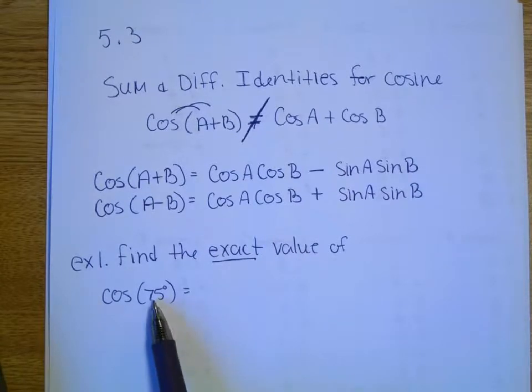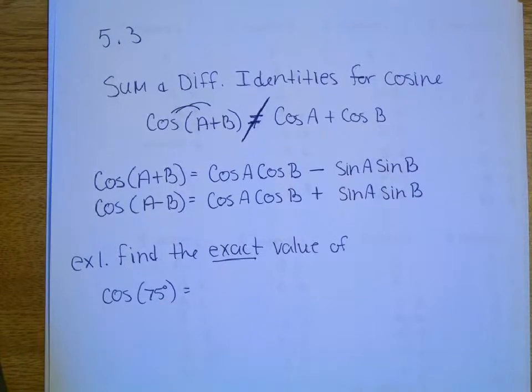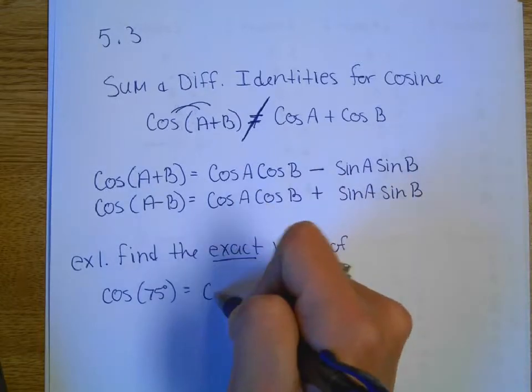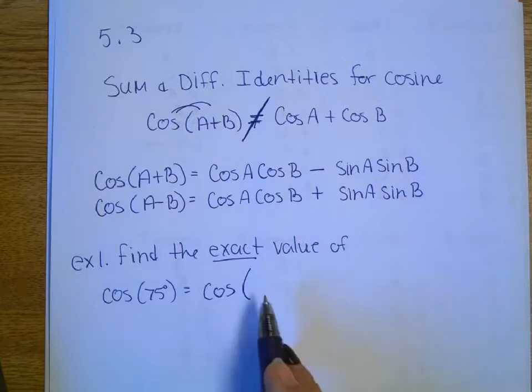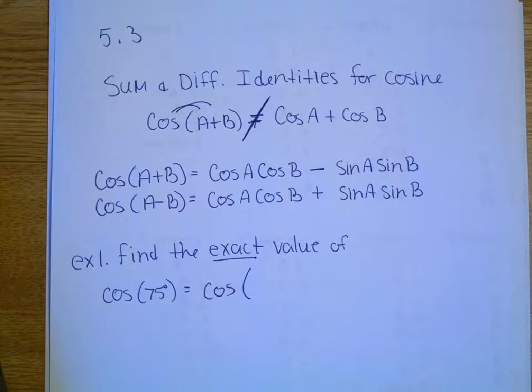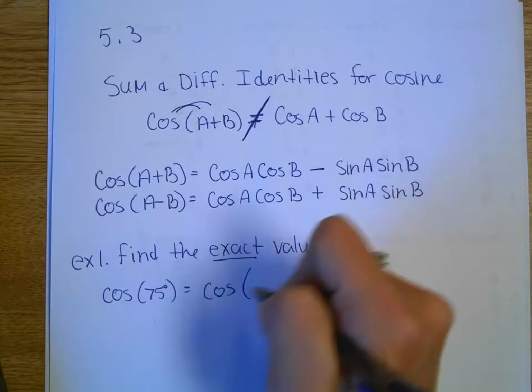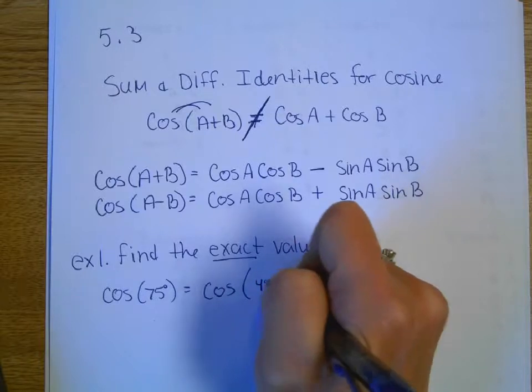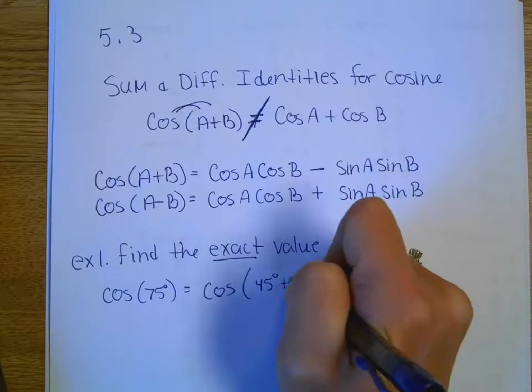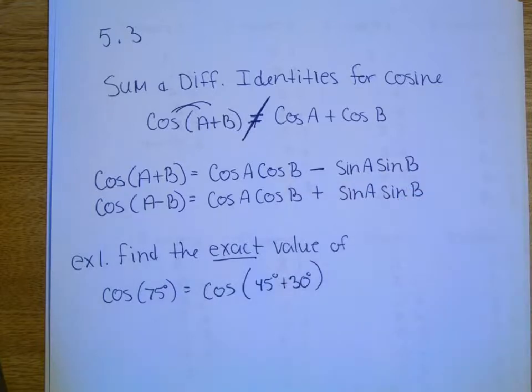Okay, cosine of 75 degrees. If you look on your green sheet, you won't find 75 degrees on there. But can I rewrite 75 as, let's say, the sum of two numbers that add up to 75 that are on that sheet? Like 30 and 45. I think it's perfectly legal to say that 75 is equal to 45 plus 30. You see where this is going?